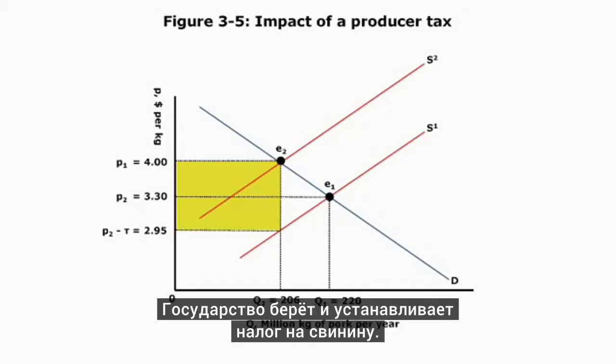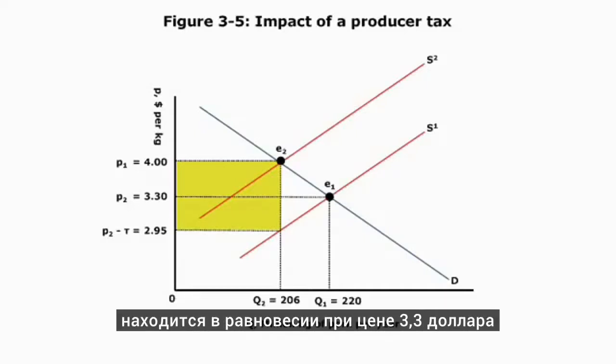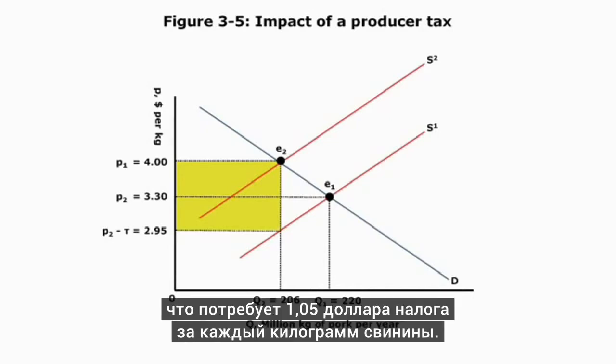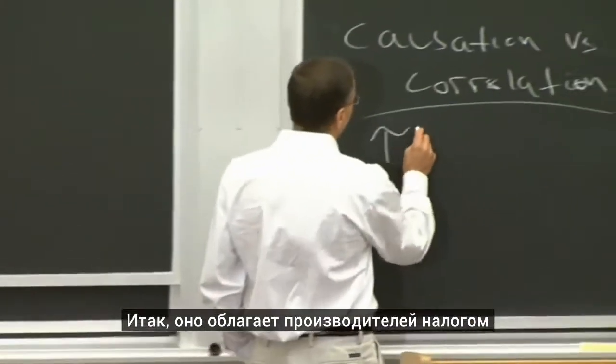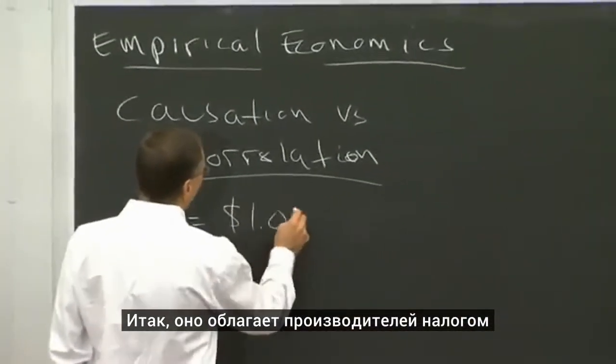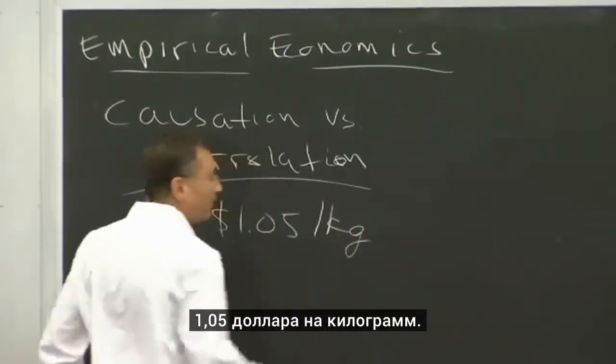Okay? The government comes along and taxes pork. Let's think about what a tax on pork does. Let's say the pork market is initially in equilibrium at $3.30 with 220 million kilograms of pork sold. Now the government says that it's going to charge $1.05 in tax for every kilogram of pork. So it's going to impose a tax of $1.05 per kilogram on producers.